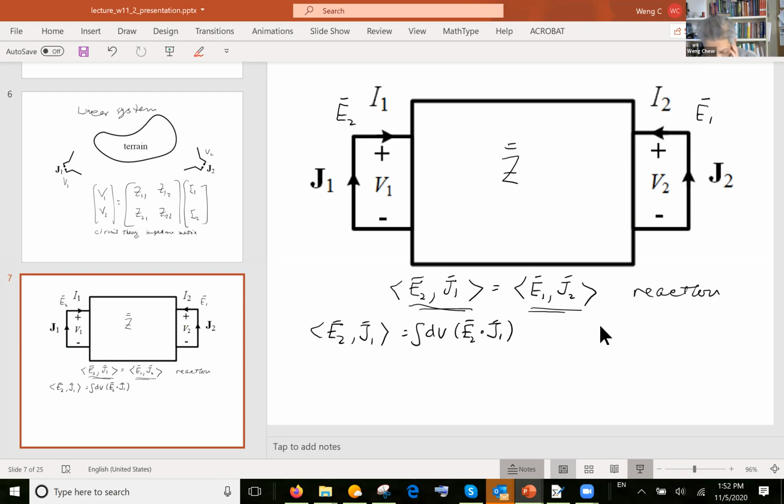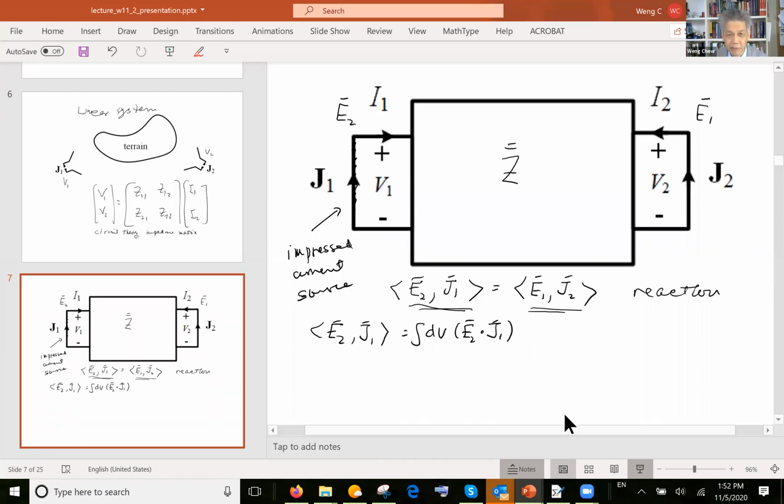Since I'm only calculating this inner product over J1, J1 is assumed to be an impressed current source. And it's only going to be non-zero over here, since it's a current that you put in space and you cannot change its value. That's the meaning of an impressed current source. Its value would not change once you put it into its place. It will just produce a field to interact with the environment. So I need to calculate this quantity.